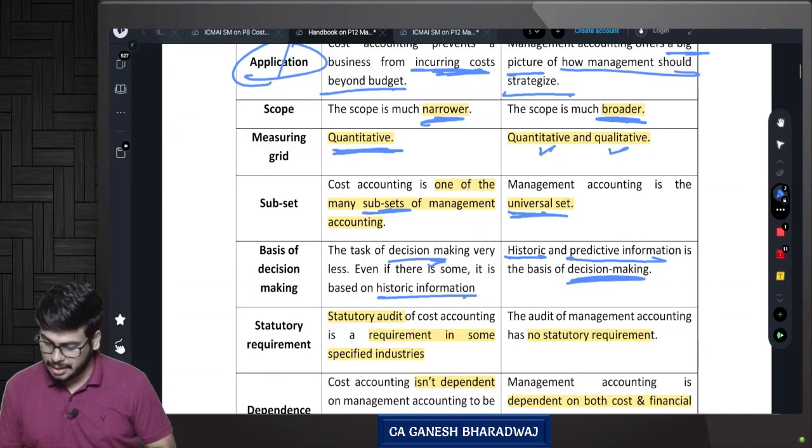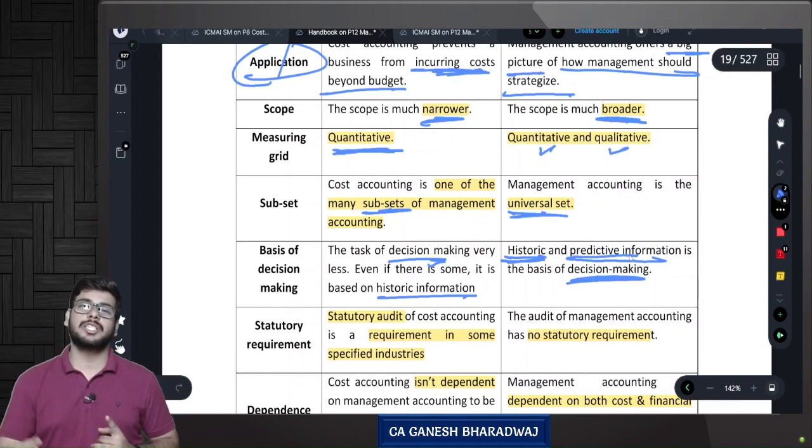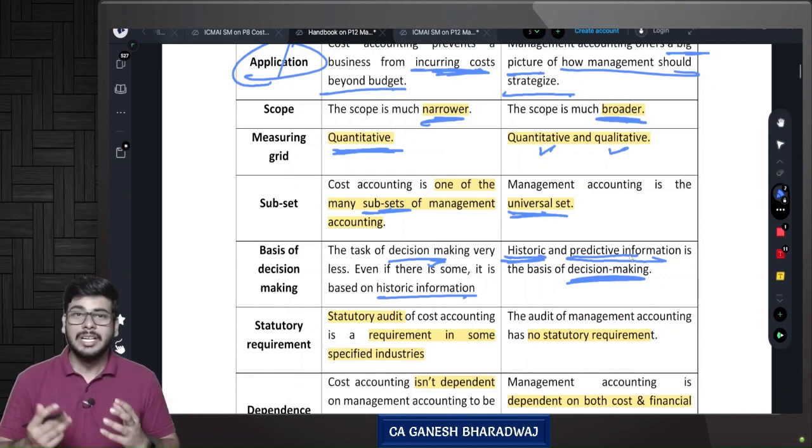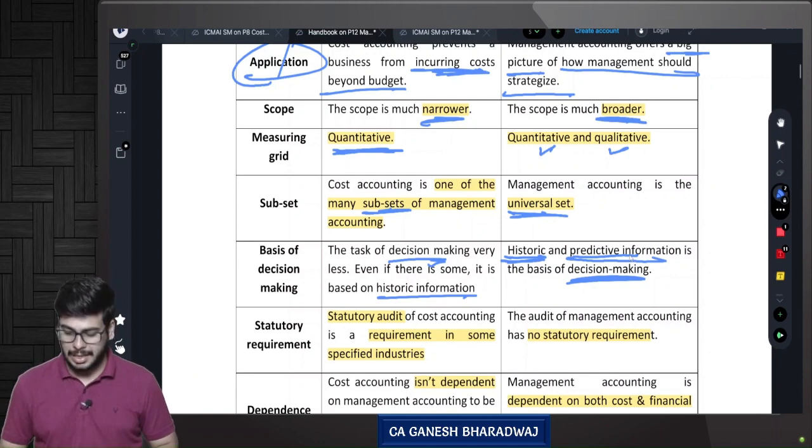That's why they are saying here, look at this. Historic and predictive information is the basis for management decision making. See how practically we are learning it. That's the way to learn. Please don't mug up anything.